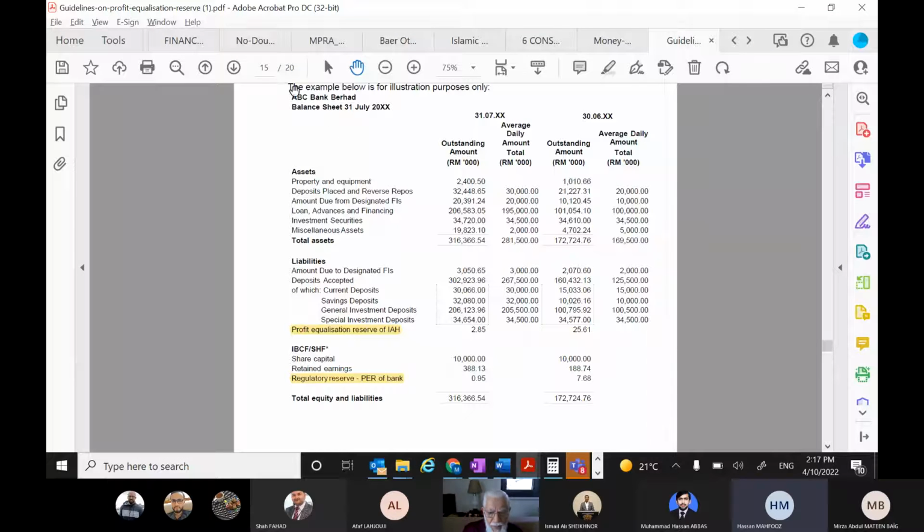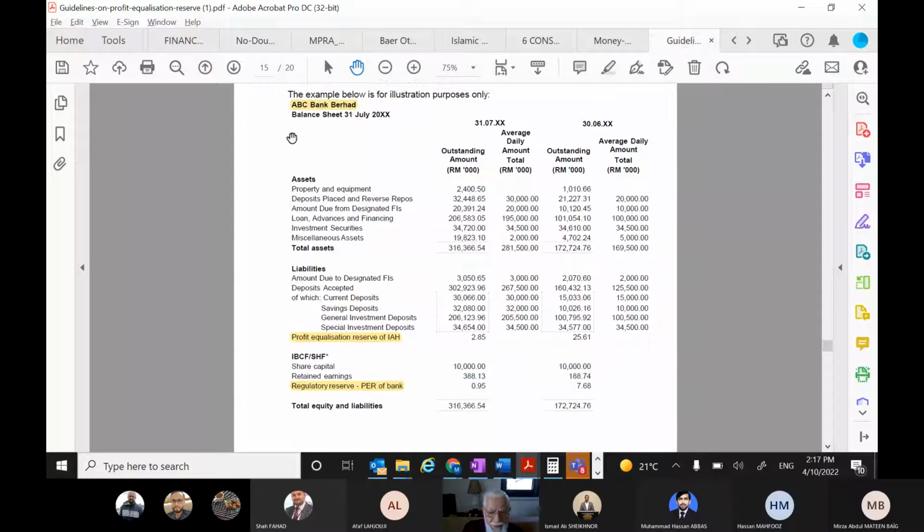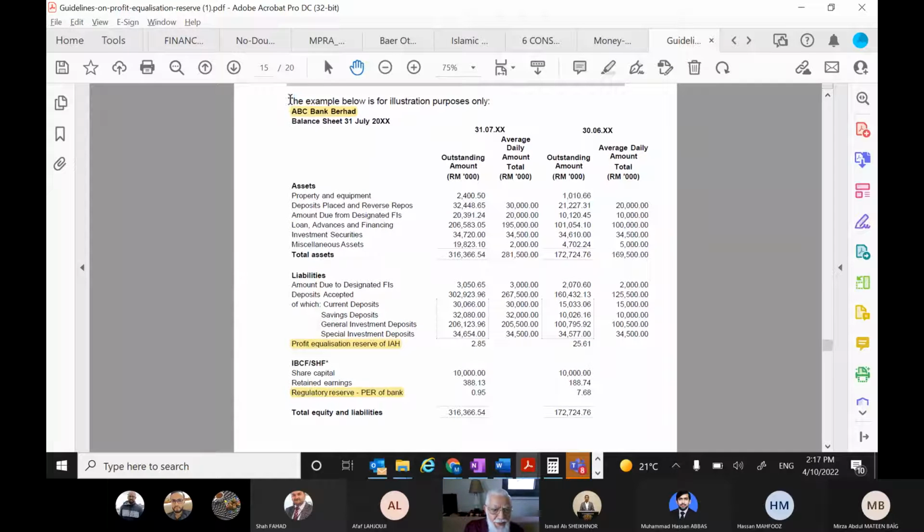It's from Malaysia, but this is just for illustration. Annual reports usually do not hide the name of the bank. Why is the name of the bank hidden? You didn't take it from an annual report? No, I took it from a paper, and they are reporting it for illustration. In a paper, yes, they may hide it.